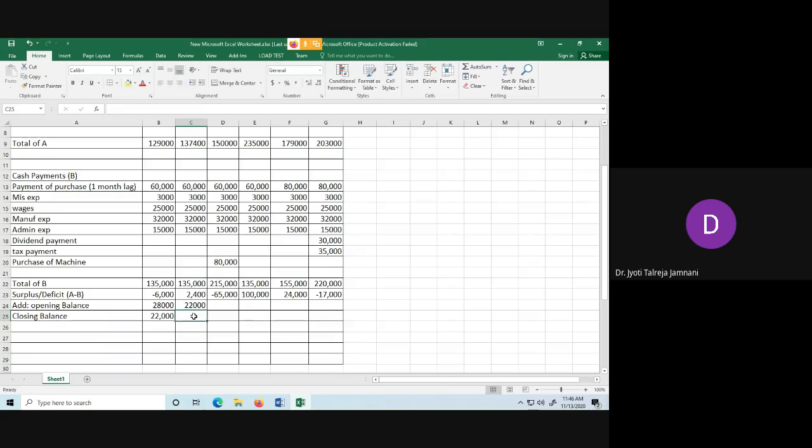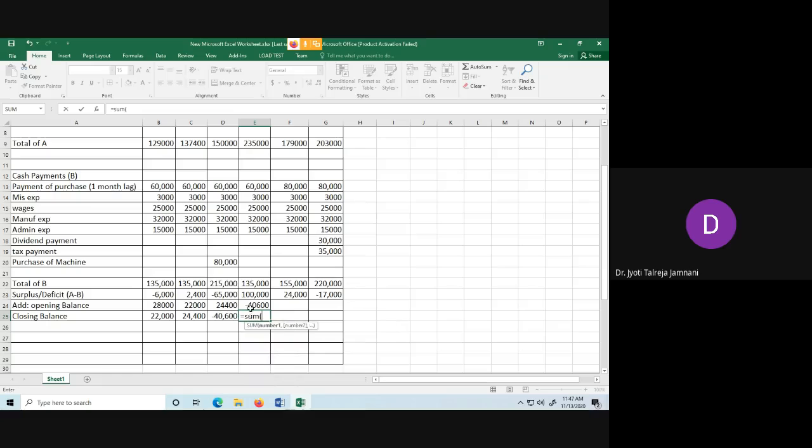So we'll add it because there is surplus. It will get added. This 24,400 will become opening balance for March. So 24,400. Now March, the deficit is too high, so it will eat up all the opening balance and it will show a negative balance, which we have to take as it is. So it is minus 40,600.